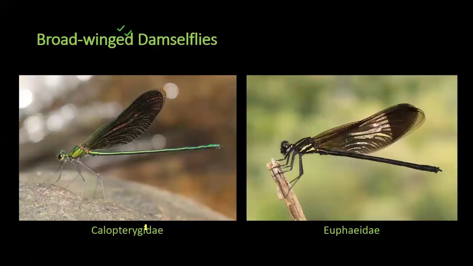Then you have another group of damselflies known as broad-winged damselflies. There are two major groups among these broad-winged species. One is the family Calopterygidae, the one on your left, and the other is the family Euphaeidae, the one on your right. Calopterygidae species have comparatively very long legs. If you look at this picture, you can see they have very long legs compared to their body size.